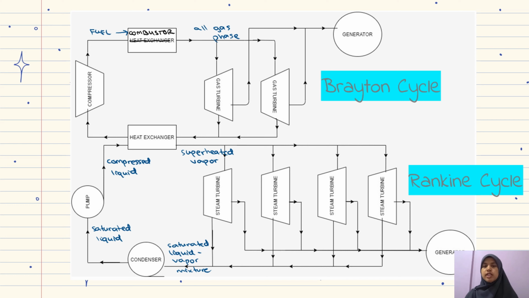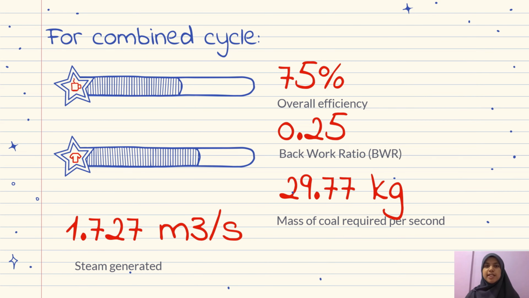In conclusion, this power cycle was produced with the combination of Rankine cycle and Brayton cycle. The combined power cycle was designed with a setup of devices consisting of 4 steam turbines, 2 gas turbines, a generator for each cycle, compressor, heat exchanger, and condenser, with well-insulated pipelines to prevent heat loss to the surroundings. From the design, the thermal efficiency calculated for the combined cycle is 75% and the back work ratio is 0.25. The power plant requires 29.77 kg of coal per second and will generate 1.727 cubic meters per second of steam. With all the results obtained, the electricity generated is enough to supply the output power needed for Lumut Naval Base.